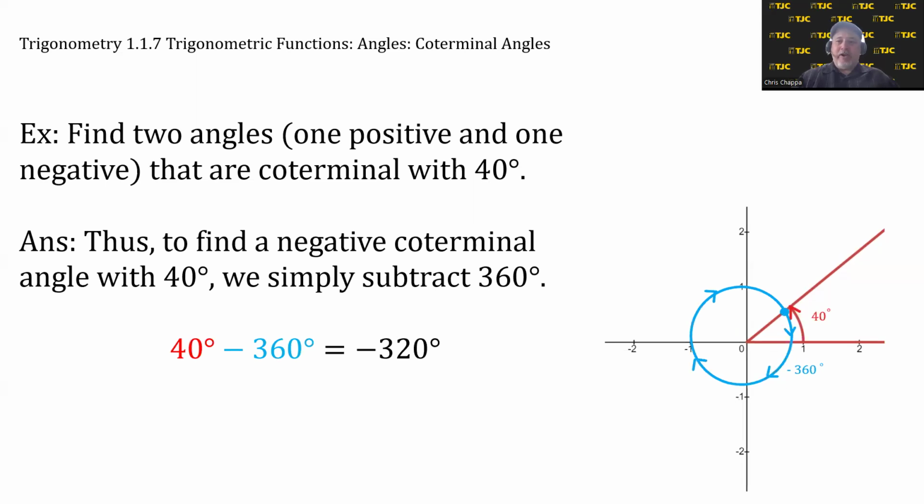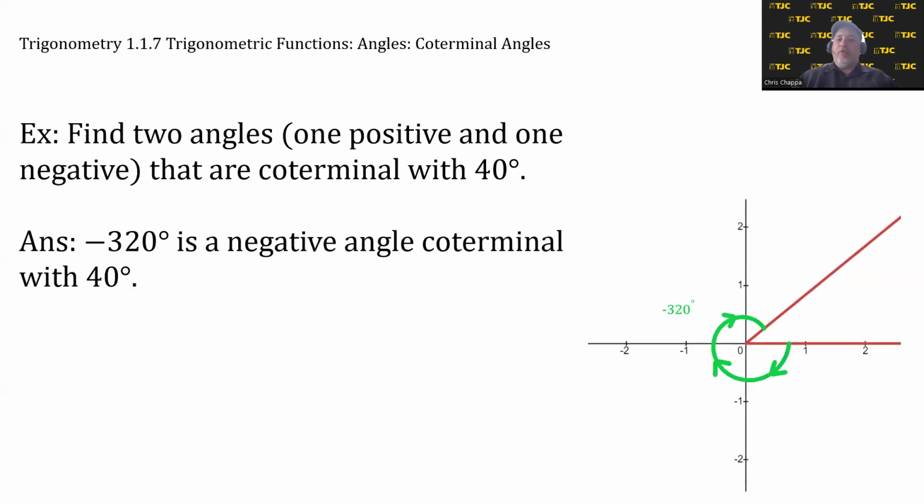So we have our 40-degree angle in red, and notice we have a negative 360-degree angle rotating clockwise, and 40 degrees minus 360 degrees is negative 320. And the angle would look like that. Notice it is going in the negative direction because it's rotating clockwise from standard position.